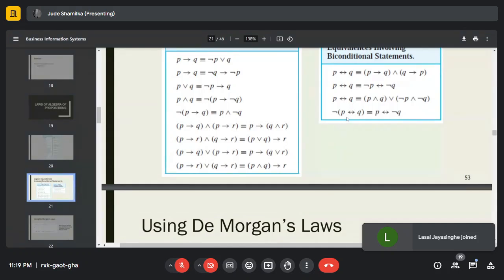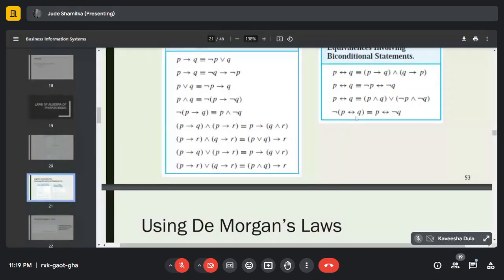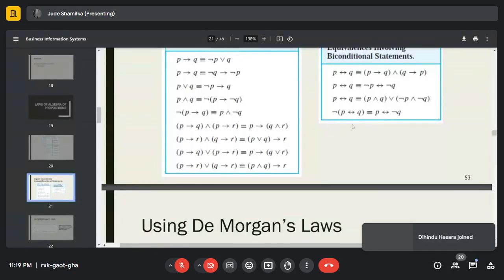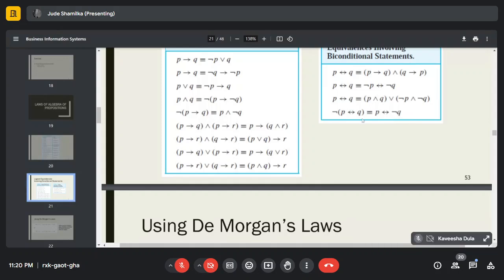Then here the last one in biconditional statements, P biconditional Q and the negation of it. So what would be the answer? It should be P biconditional not Q. How can that happen? Just draw the truth table and see. Okay, let's take the same example I took a while ago.